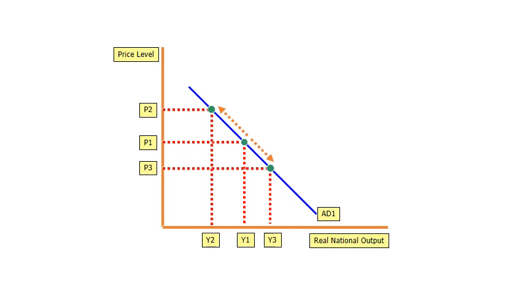Then at the same time, if the price level was to fall to P3, then we'd see aggregate demand increase to Y3, for example, from increased exports from lower prices. So whenever we get a change in aggregate demand from a change in the price level, we'll see a movement along the aggregate demand curve.